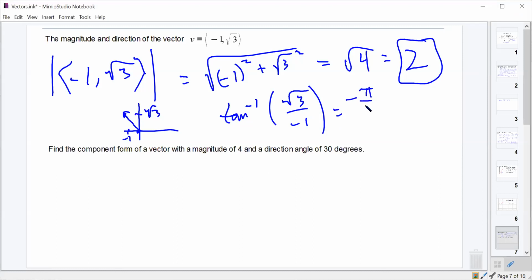But we know that this vector is in which quadrant? It's in the second quadrant, and so we're looking for this angle right here, which has a reference angle of pi over 3, which should give us a direction of 2 pi over 3. Does that make sense to everybody?